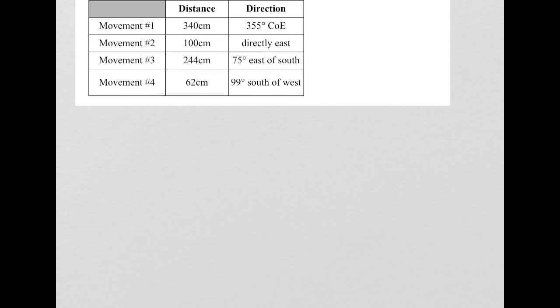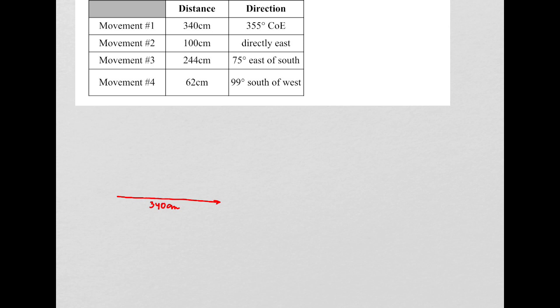So first movement, 340 centimeters counterclockwise of east at 355 degrees counterclockwise of east. So that's going to look something like this. And we're going to say this is 340 centimeters. And then I'm going to do different colors for each of these. So that's 355 degrees counterclockwise of east for 340 centimeters.